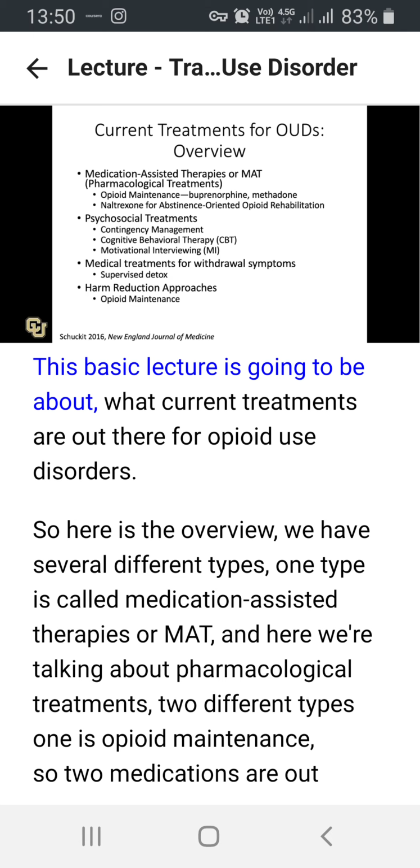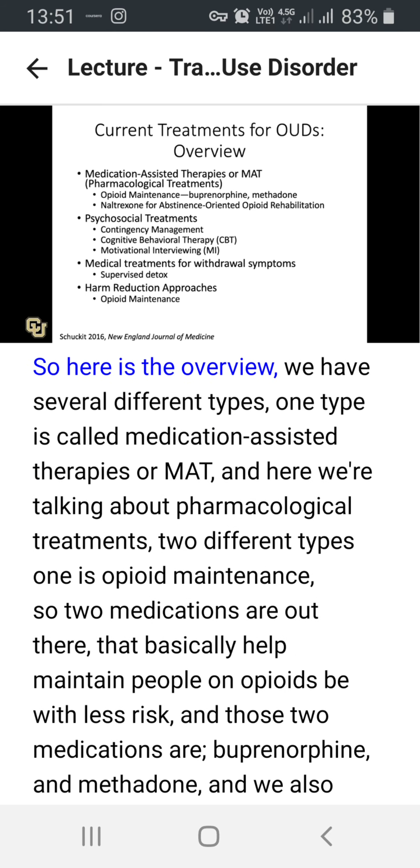Okay, this lecture is going to be about what current treatments are out there for opioid use disorders. So here is the overview. We have several different types. One type is called medication-assisted therapies, or MAT. And here we're talking about pharmacological treatments. Two different types. One is opioid maintenance. So two medications are out there that basically help maintain people on opioids but with less risk. Those two medications are Buprenorphine and Methadone. And we also have Naltrexone, which is more for abstinence-oriented opioid rehabilitation.